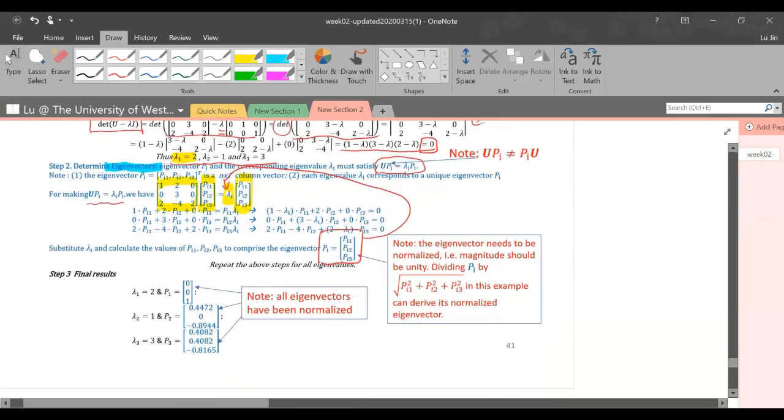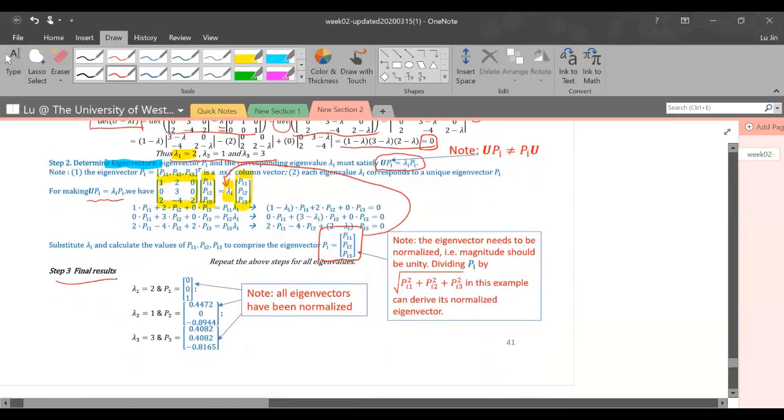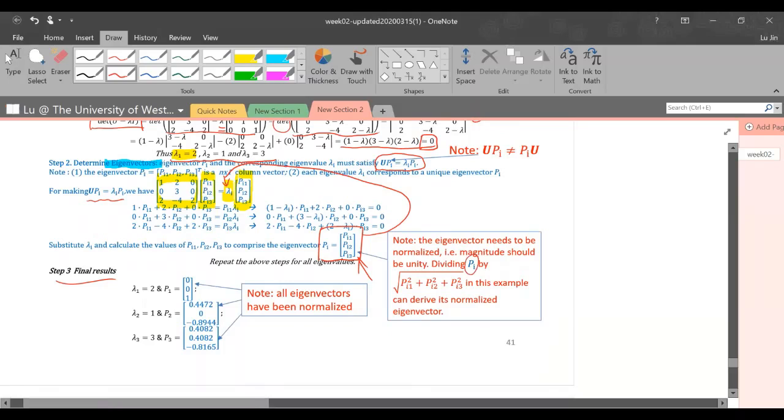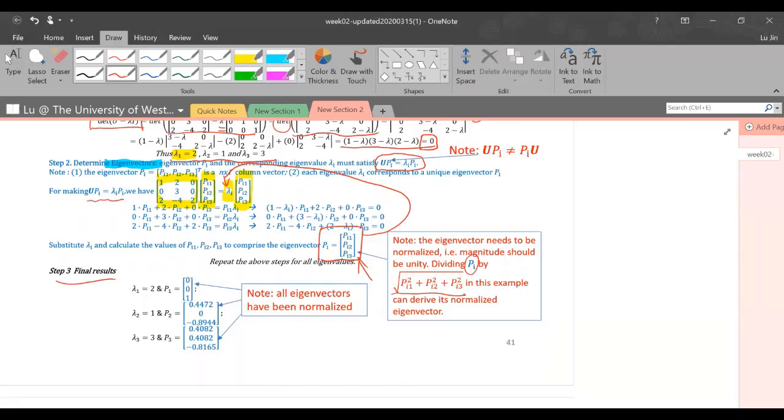There's one more thing we need to notice. Final result. Please note, after you solve the eigenvector like this, in most cases, the magnitude of such a vector is not unit. So you have to do one more step to normalize this vector. How to normalize? You just divide this vector by the square root of the summation of the squares of each element within this vector. This is used to do the normalization to make the size of this vector a unit. Okay.